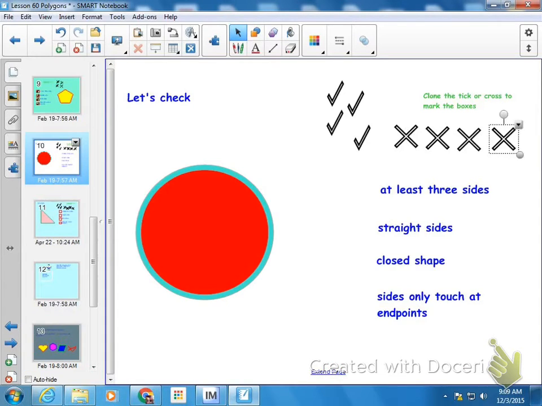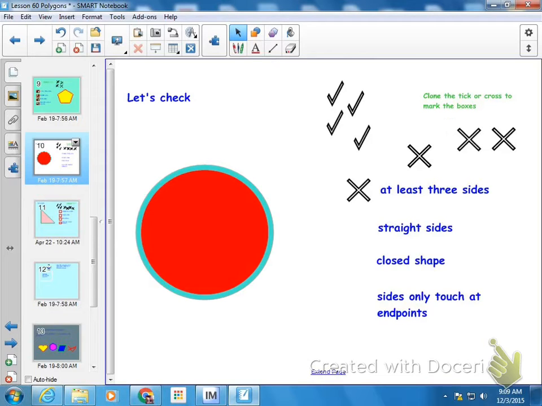So next up we have a circle, so let's check. Do we have at least 3 sides? Nope, we don't. And if one of these says no, then it's not a polygon. So we're going to keep checking to show you, because I want you to go through this pattern. When you're checking to see if it's a polygon, you need to ask yourself these 4 questions.